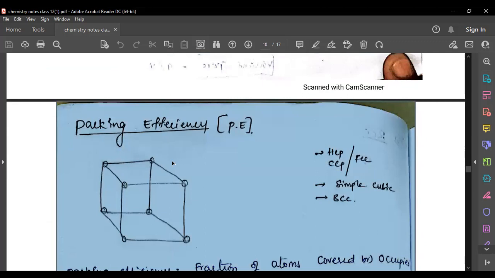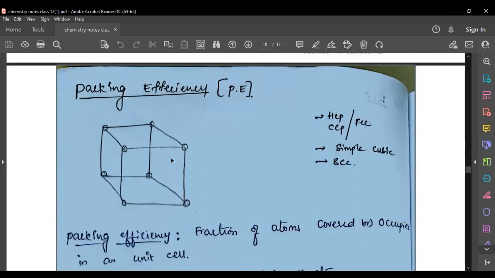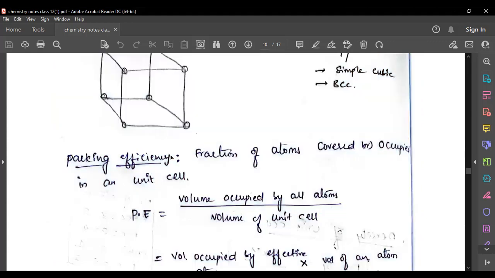Before that, we'll study the next topic, packing efficiency. Packing efficiency is nothing but the fraction of the atoms covered or occupied in the unit cell. So you can call it a packing fraction also. So packing efficiency equal to what? Volume occupied by all the atoms by volume of unit cell. That is the definition for the packing efficiency or the packing fraction.